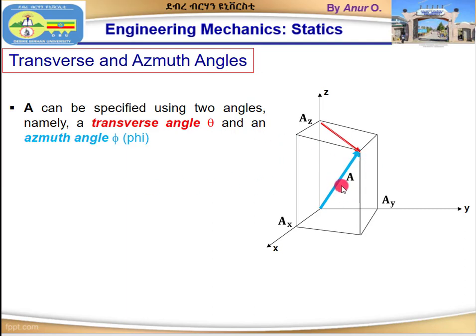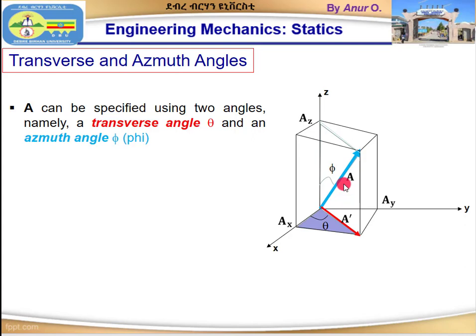Well, we have vector A in space. A can be specified using two angles, namely a transverse angle theta and an azimuth angle phi. So this is vector A. The projected line of vector A in x y plane is A prime. So the angle between the positive x axis and the projected vector of A, which is A prime, is theta. This angle is transverse angle. So the angle between the positive z axis and vector A is phi.